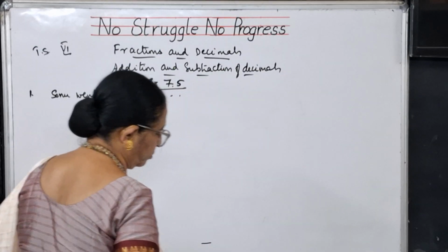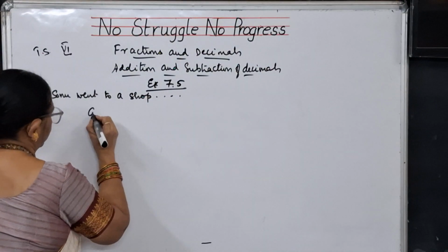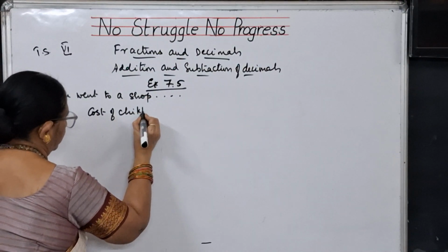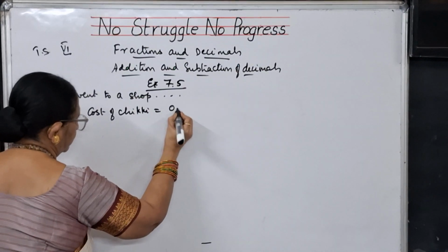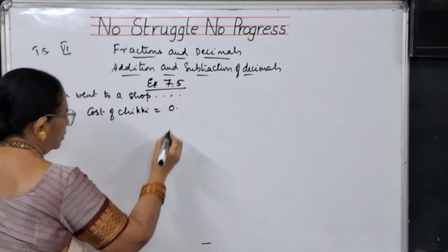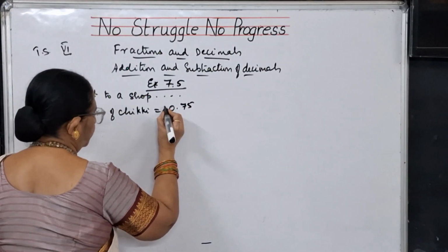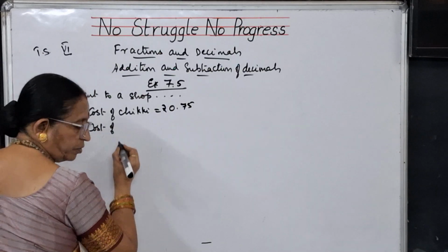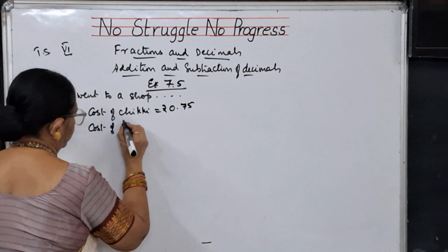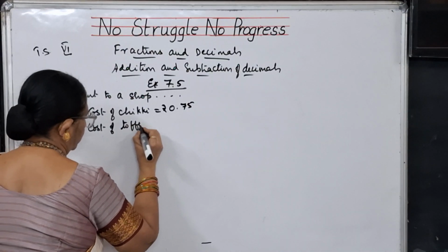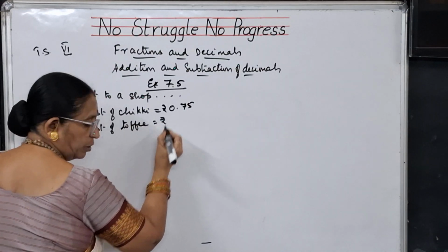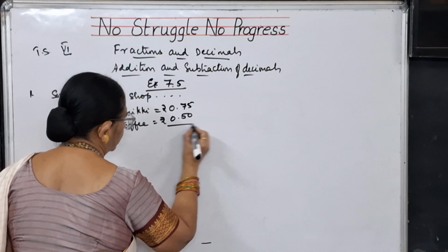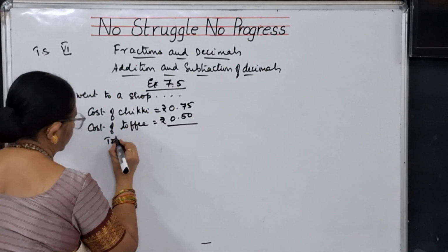So, what is the cost? Cost of chikki, how much? 0.75 rupees. And cost of toffee is rupees 0.50. So, what is the total cost?